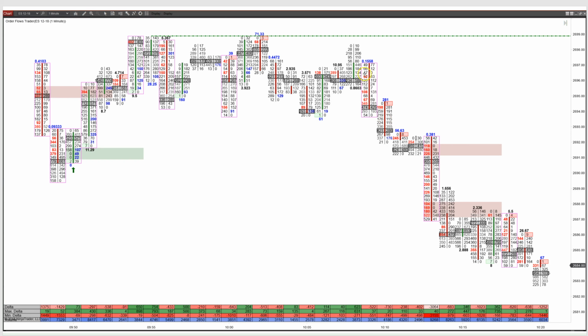Try and read what's happening in the order flow. Oh my God, we're below that low. I shouldn't be in this trade anymore.